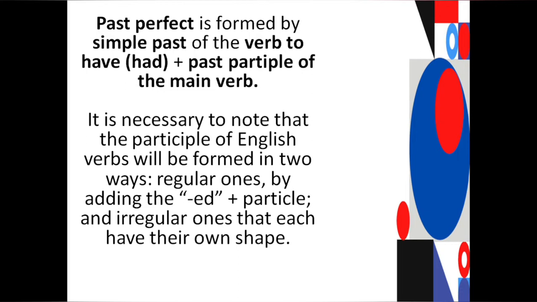It's necessary to note that the participle of English verbs is formed in two ways: regulars by adding ed, and irregulars, which each have their own shape. So remember the regular verbs, guys, we just add ed at the end, so it's in the past. I know my verb, it's in the past, so ed. To talk about the past, we get the ed. And the irregular ones, they change the way we write them, so we have to pay attention to these verbs. You have to be careful when you use past perfect with irregular verbs.